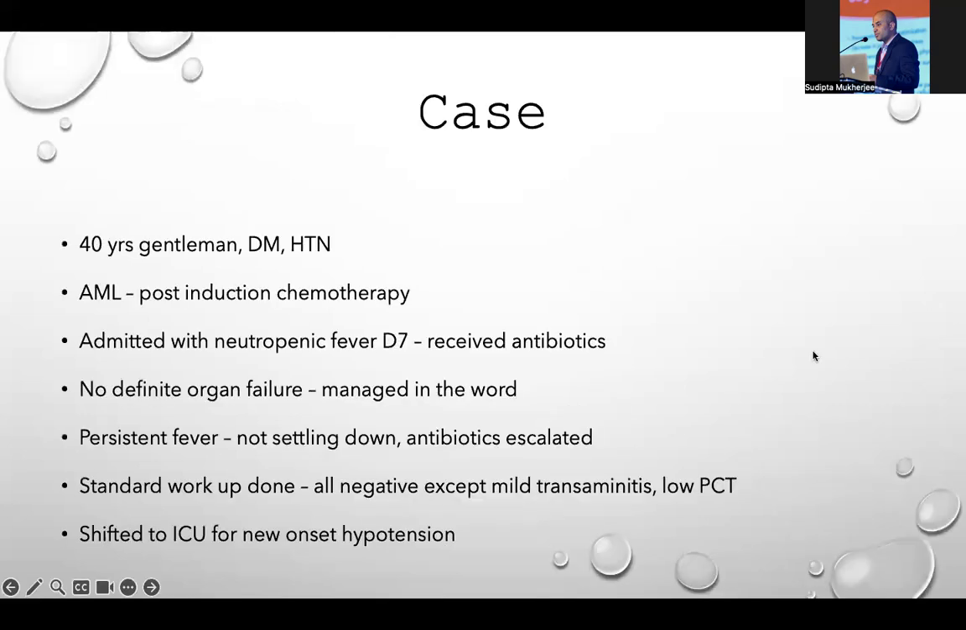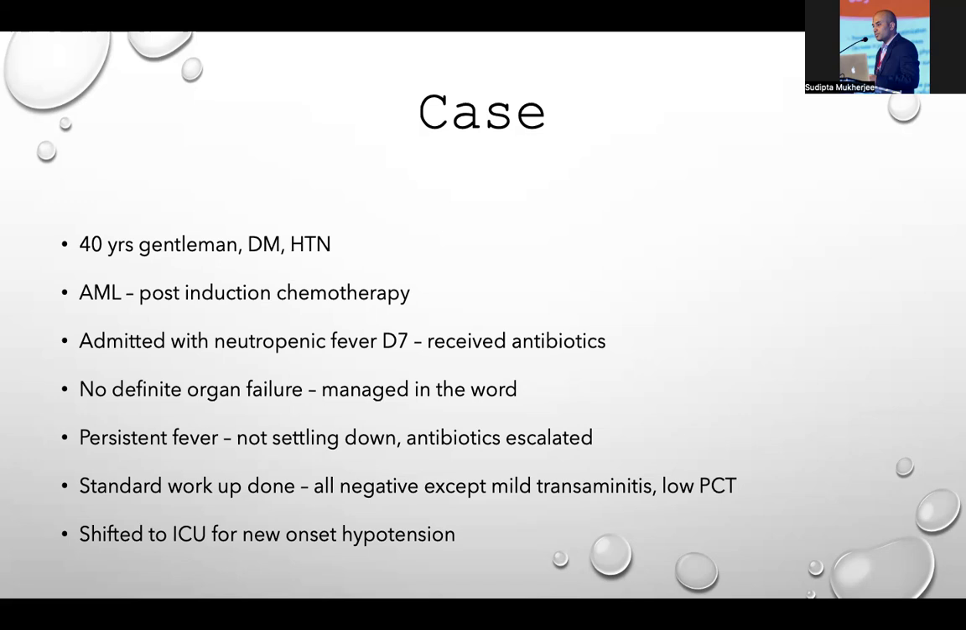We'll start with a case, a 40-year-old gentleman, a known diabetic and hypertensive on medical management. He was diagnosed with acute myeloid leukemia and received induction chemotherapy. On day 7, he was admitted to the hospital with a neutropenic fever, which is not an uncommon presentation after chemotherapy. He received empirical antibiotics as per hospital protocol. No definitive organ failure was there on admission, so they decided to manage the patient in the ward.